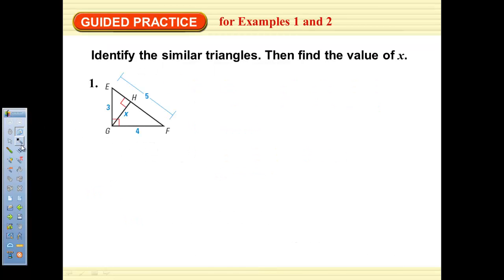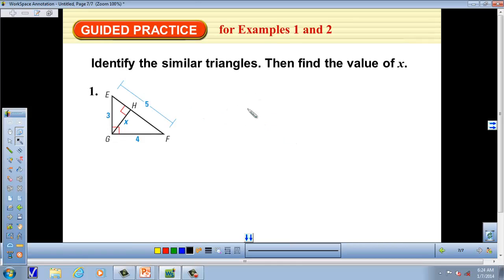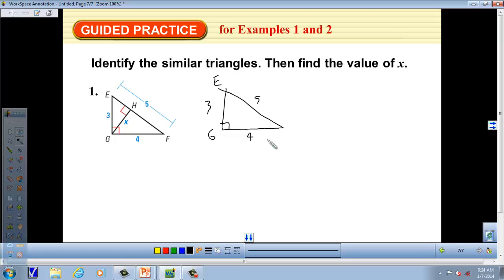Alright, and here's another one. What you can do is break this up into three separate triangles. So the big triangle, of course, is 3, 4, and 5 for E here, G here, and F here. On the medium-sized triangle, we would draw something like this, where the short side is X, and the hypotenuse is 4. And then on the smallest triangle, I should say, the long side is X, and the hypotenuse is 3 here.